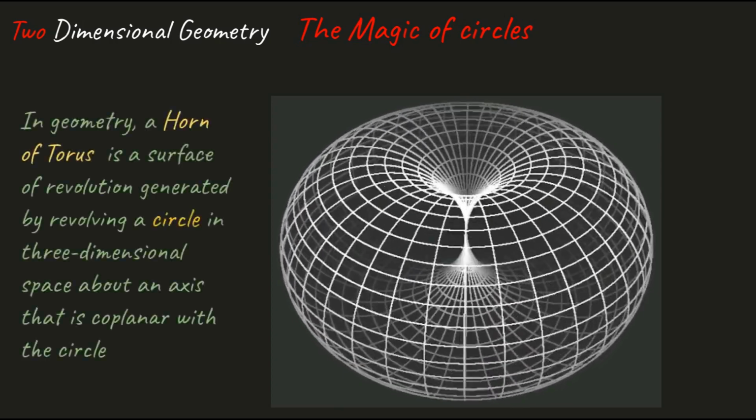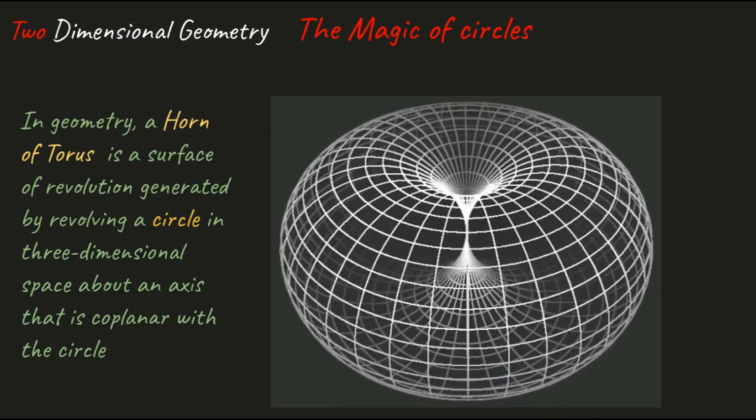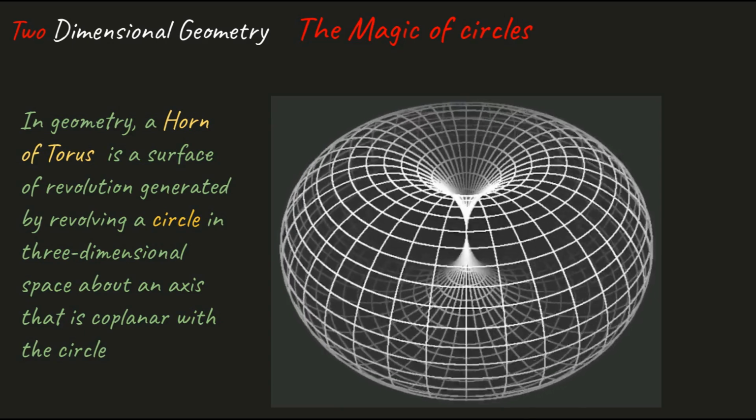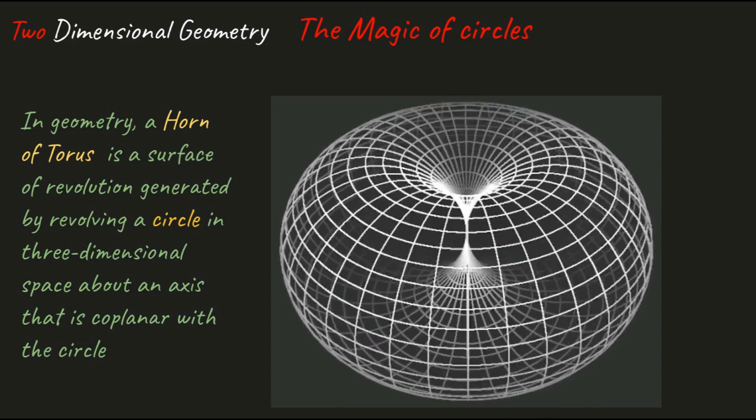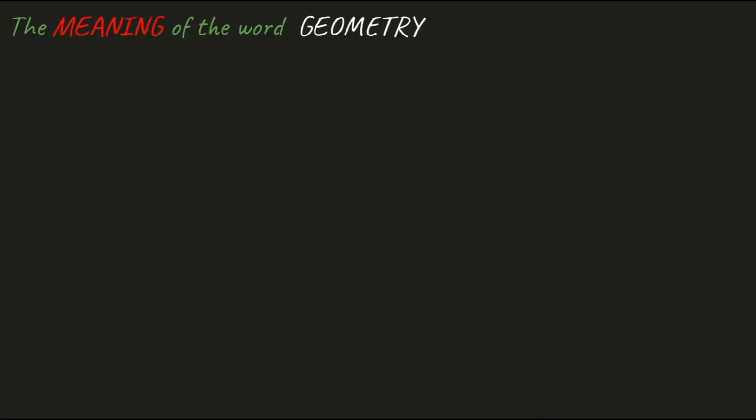And this thing is called a horn torus. And its definition is very complicated. It's a surface of revolution generated by revolving another circle in a three-dimensional space about an axis that is coplanar with a circle. That's really not important. What is good for you to understand is that this is how we start creating three-dimensional objects, by understanding the properties of two-dimensional objects. And one of the most interesting ones is circles.